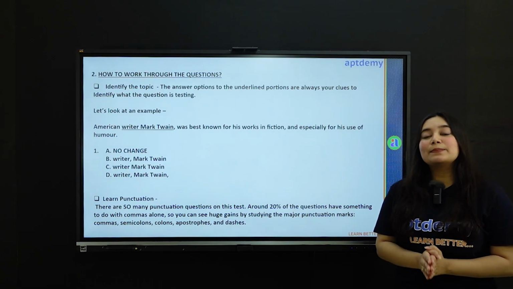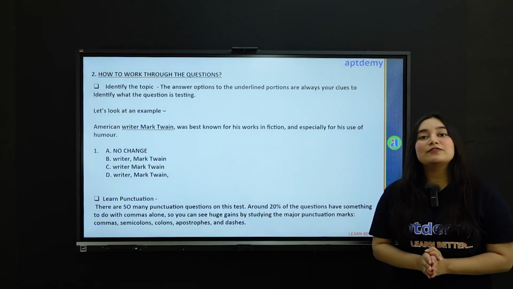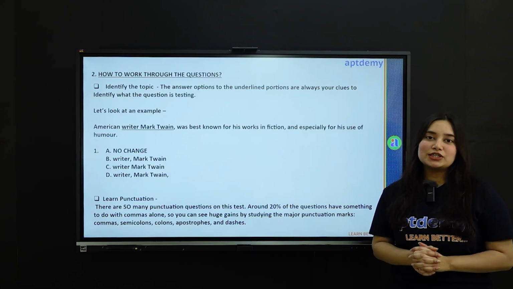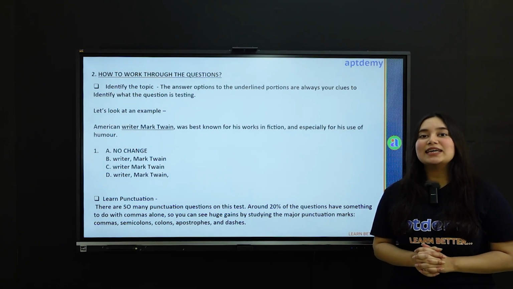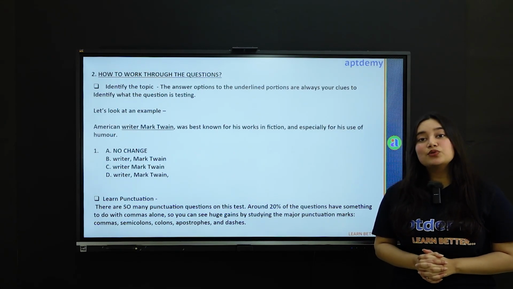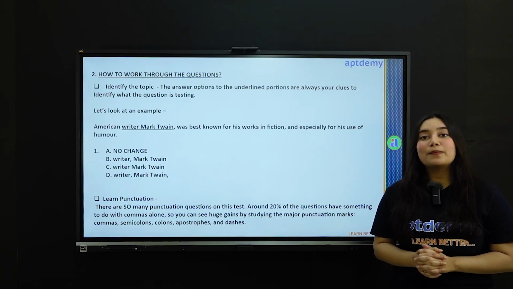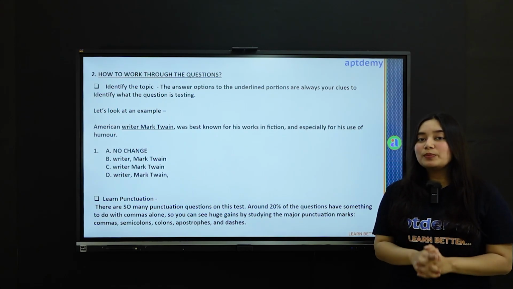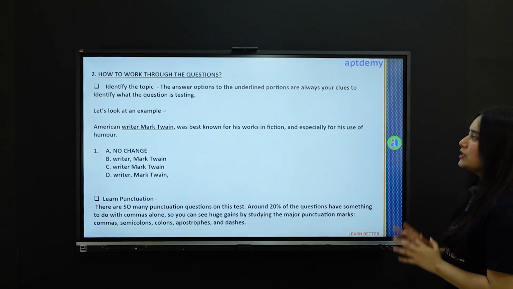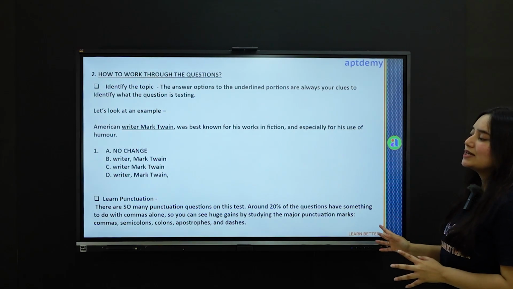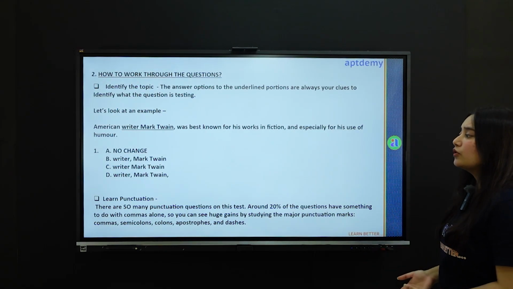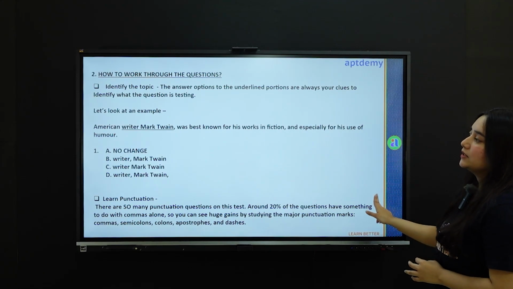Now, fun fact: punctuation comes up in 20% of the questions that you will see on the ACT. That means you can score high marks if you get your punctuation right. So practice your punctuation. Once you know what the question is testing you on, the solving process becomes easier.